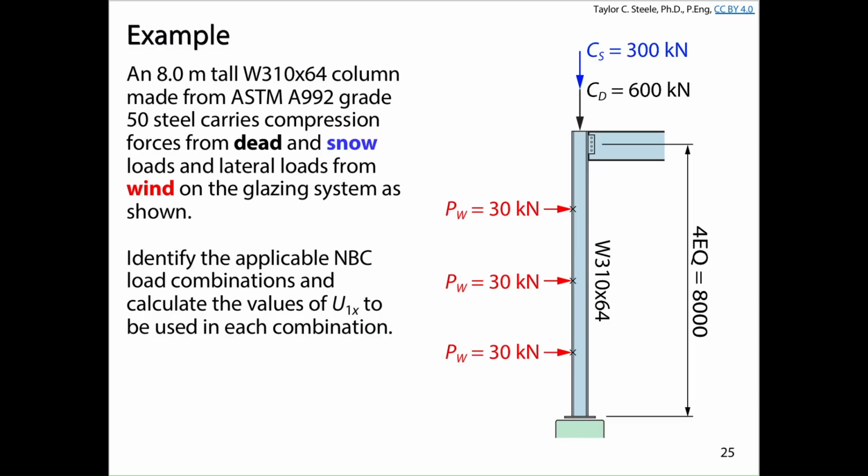And what we want to do, first of all, I guess I haven't really talked about this very much yet, but we want to identify what NBC load combinations are going to be applicable here. We've got wind, snow, and dead load. We're starting to mix more than just a couple loads together, so it's not obvious what's going to govern. And for each of the load combinations, we're going to calculate U1x that we would use to check the interaction. Okay? Does anyone have any questions about what we're trying to do in the example before we get into the calculations?